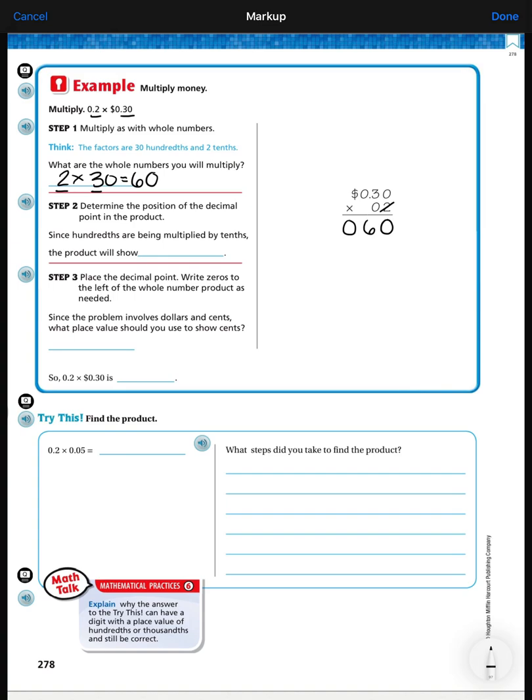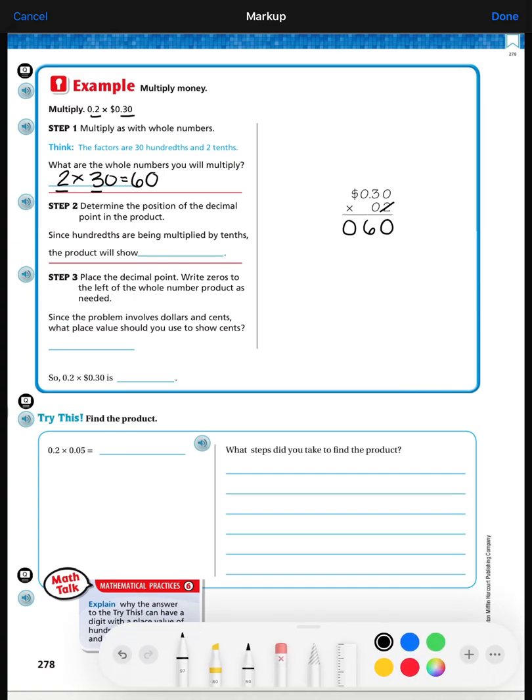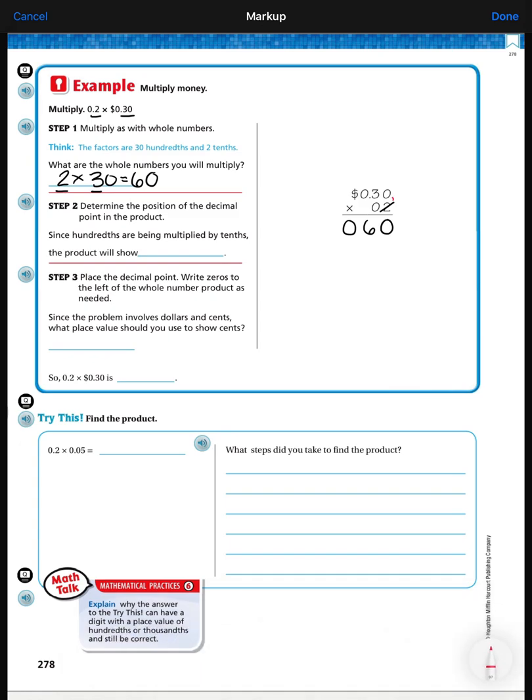And the next piece is pretty easy because 0 times everything up there is just 0. So we don't even actually have to do it. That's the beautiful part about it. Now we have to determine where our decimal point is going to go. So I'm going to use red to show you.